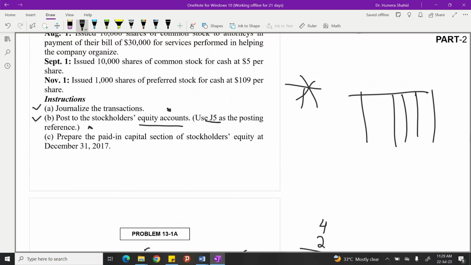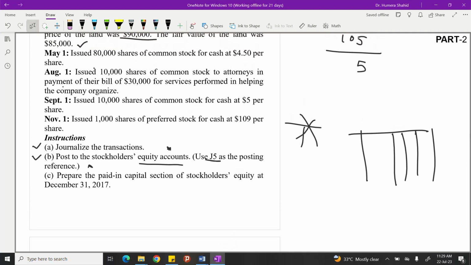Then what happened? You issued 80,000 shares of common stock for cash at $4.5 per share. The stated value, remember, is 2. Issue price is 4.5 and 2 is the stated value, so 2.5 is the excess. So cash will get debit and common stock gets credit, and paid-in capital in excess of stated value, common stock, will also get credit.